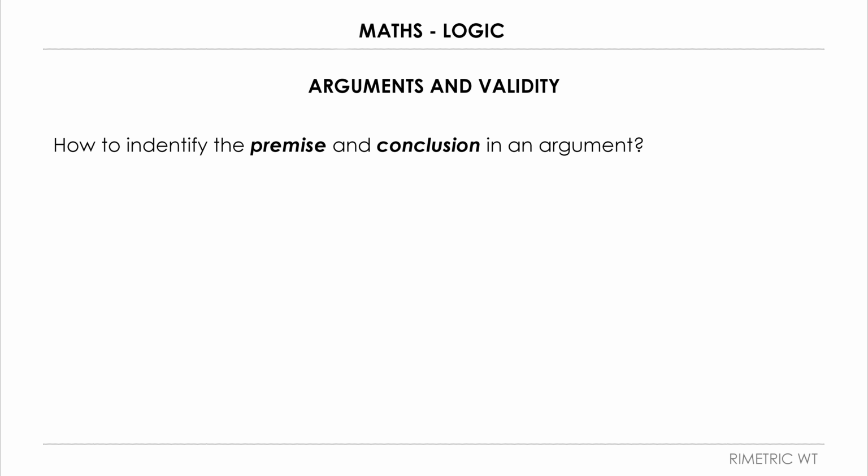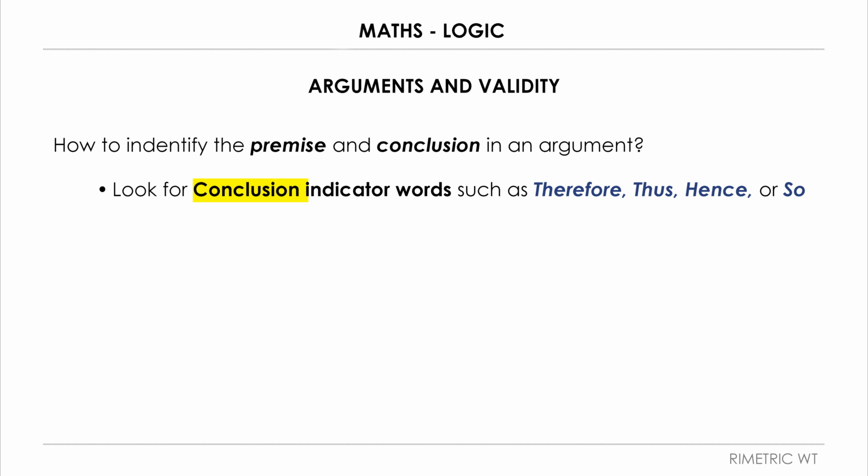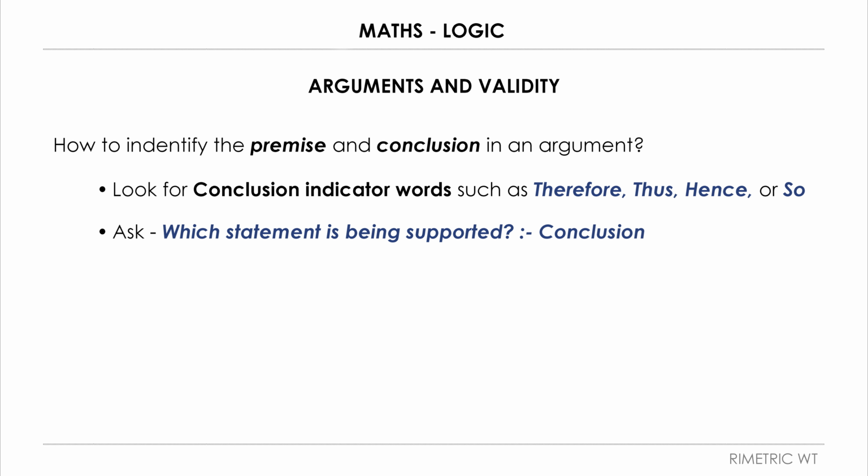To identify the premises and the conclusion, there are two ways. The first one is to look for conclusion indicator words, such as therefore, which often introduce the conclusion. If there is one, then the statement after it is the conclusion. But sometimes these words might be omitted. If no indicator words are present, we ask ourselves which statement is being supported. That statement is the conclusion, which makes the remaining statements that provide the support the premises. In short, the premises provide the reasons, while the conclusion is the claim those reasons are meant to justify.